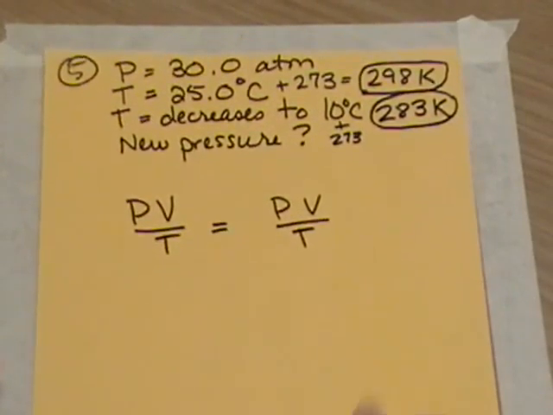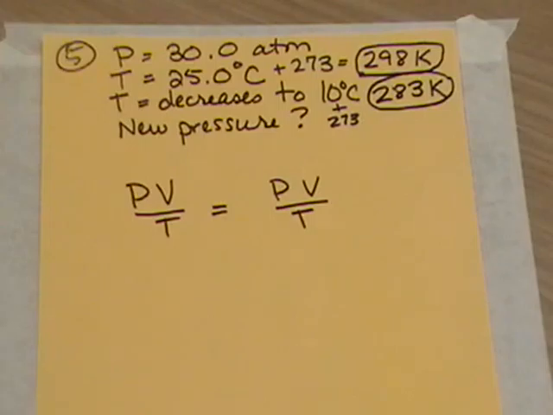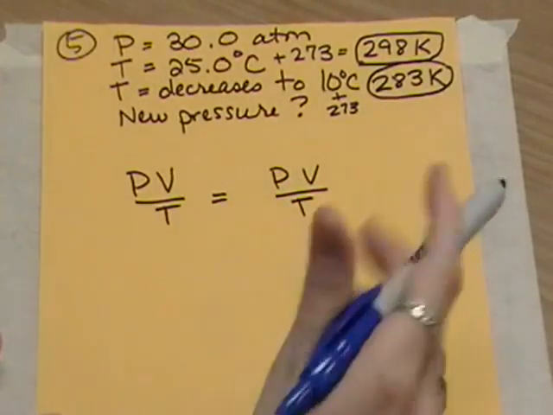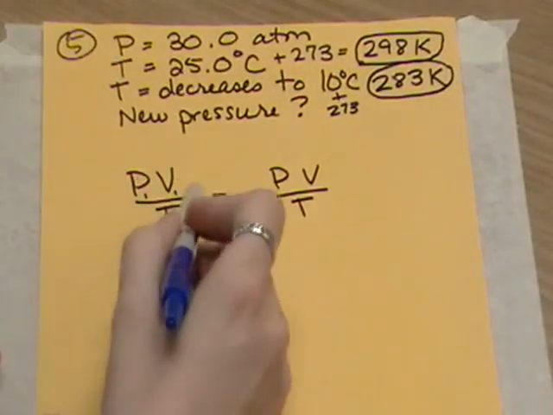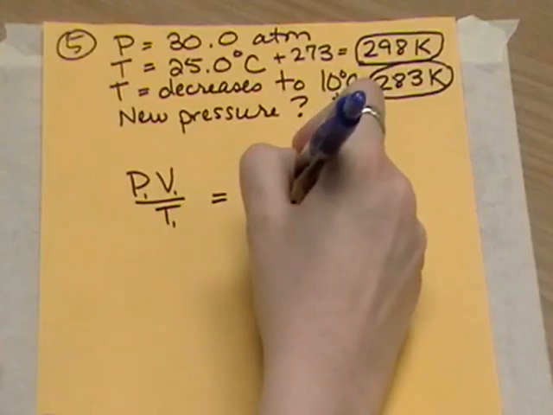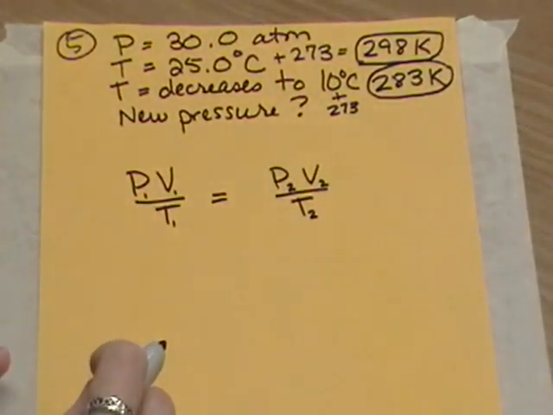I'm going to use the combined gas law because it just works for every problem. It's a little bit extra work, but I don't have to memorize more than one equation. So when I look at my PV over T equals PV over T, that's great, except I do need to make sure that I indicate that this is the initial. This is the first PV over T, and after I do the experiment, this is the second PV over T that I come up with.